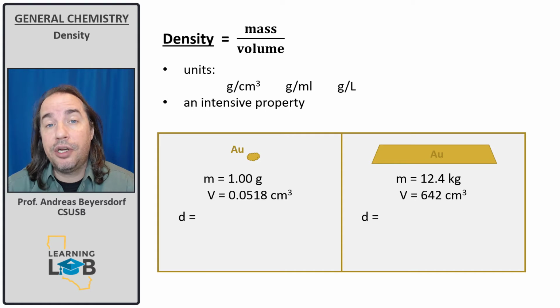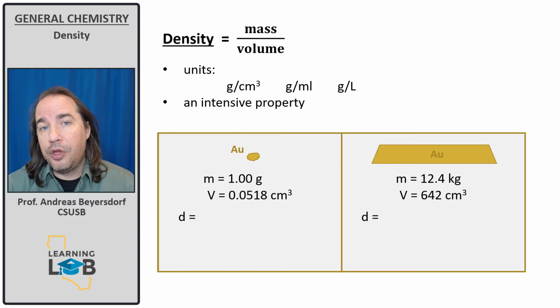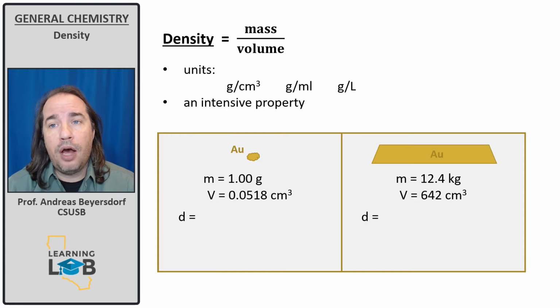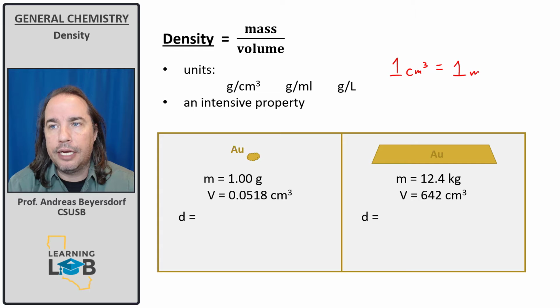The density of a material can be found by taking its mass and dividing by its volume. Density will have units of mass over volume, so it can be in grams per centimeter cubed, grams per ml, or grams per liter. Now remember that 1 centimeter cubed is the same as 1 milliliter.